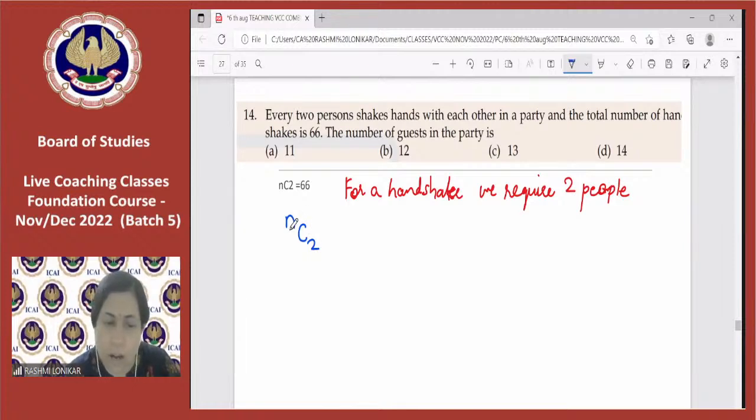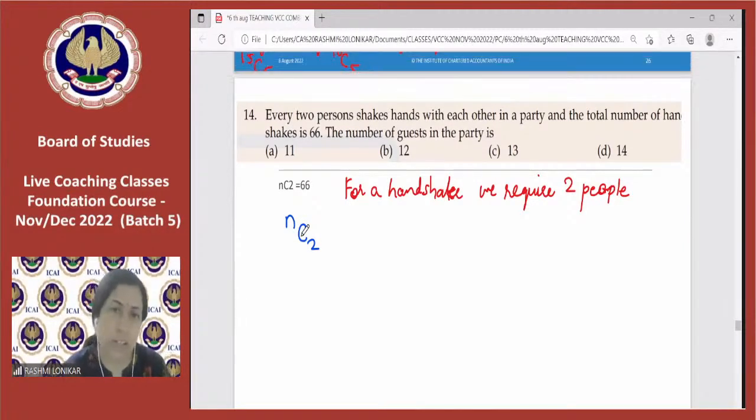And I don't know the number of people in the party. So I've just gone into a party. There are so many people standing there, and I go and shake hands. I don't remember how many people I have shaken hands with. So I know that I have shaken hands 66 times.